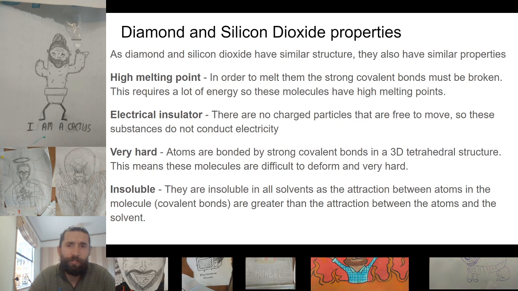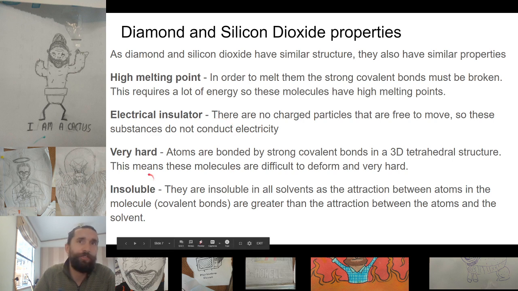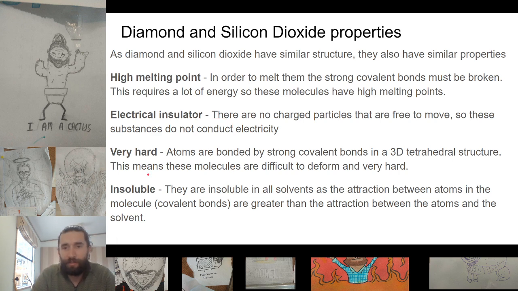Because of the strong bonds and the 3D tetrahedral structure, that's why it is hard. And the next bit, they are insoluble once again, and for the exact same reason. The attractions between atoms in the covalent network are greater than the attractions between the atoms and whatever solvent you're going to use, water or whatever.